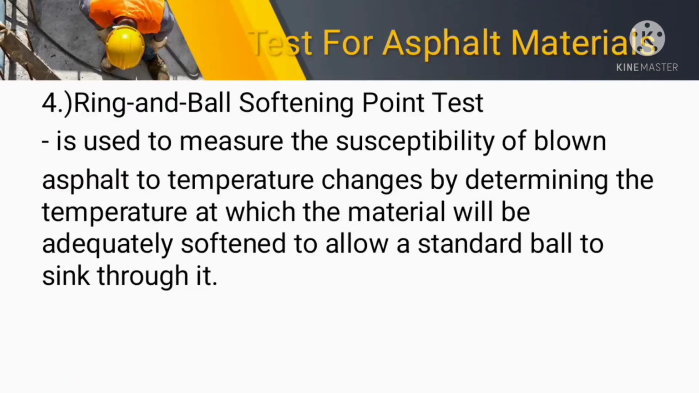Number 4 is ring and ball softening point test. It is used to measure the susceptibility of blown asphalt to temperature changes by determining the temperature at which the material will be adequately softened to allow a standard ball to sink through it.